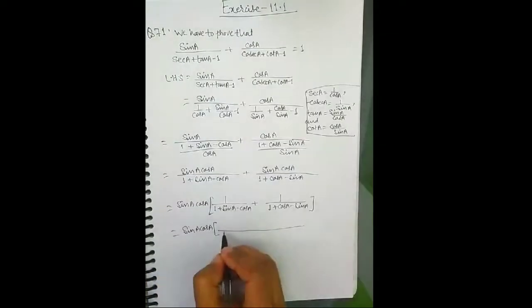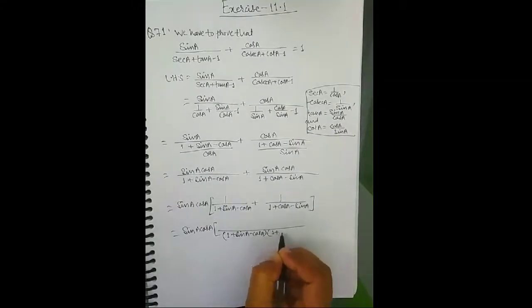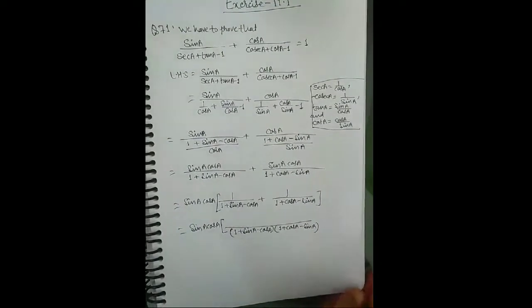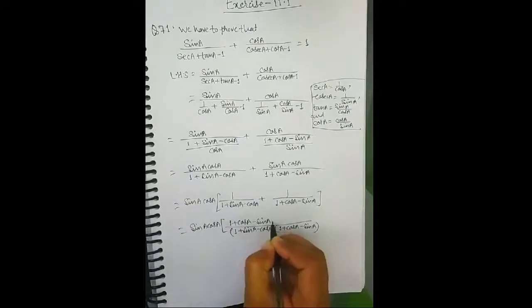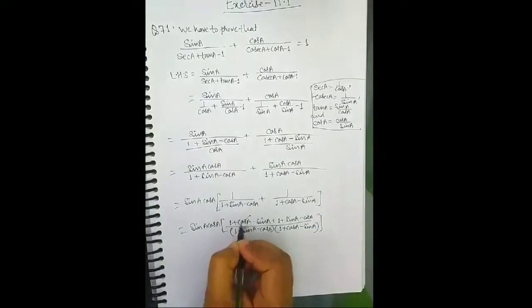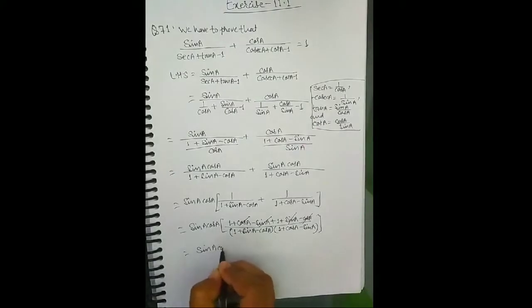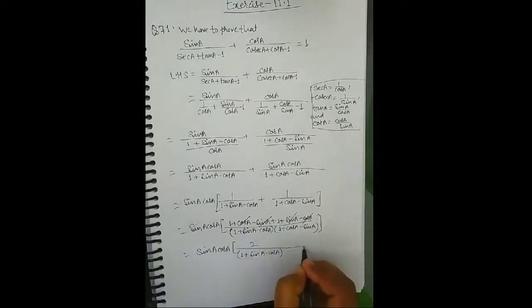Sin a into cos a, 1 plus sin a minus cos a to 1 plus cos a minus sin A, plus cos A minus sin A plus 1 plus sin A minus cos A. We cancel cos A by minus cos A, minus sin A by sin A. So we get sin A into cos A, 2 upon 1 plus sin A minus cos A into 1 plus cos A minus sin A.